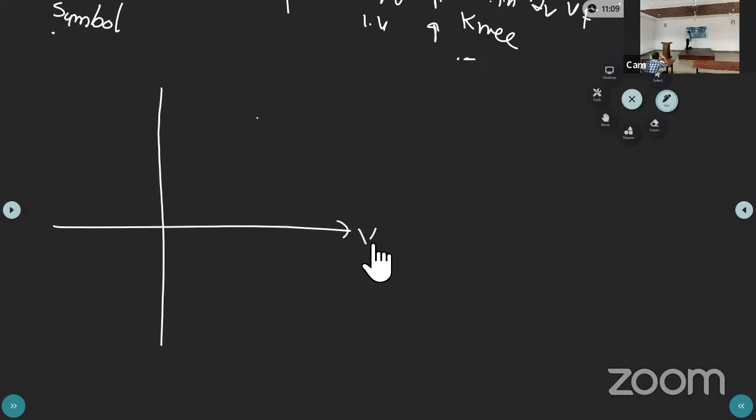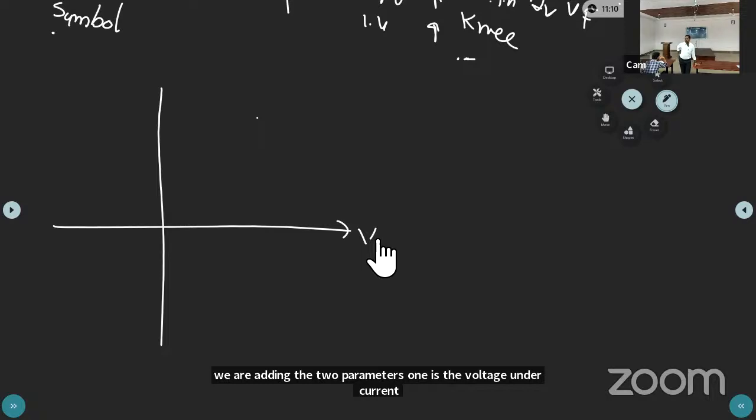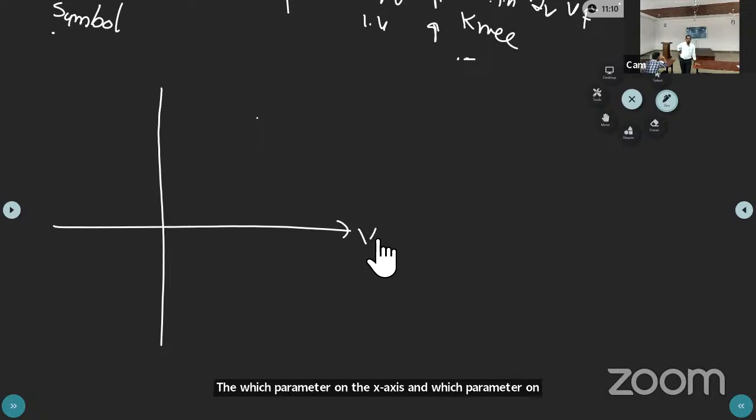Here. Okay. Now we are drawing the VI output characteristics, or the voltage ampere characteristics of the PN junction diode. That is drawing the graph. Here we are having the two parameters: one is the voltage and the other is current. Which parameter on the x-axis and which parameter on the y-axis? Voltage on x-axis, current on y-axis.